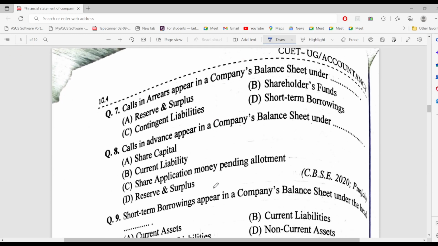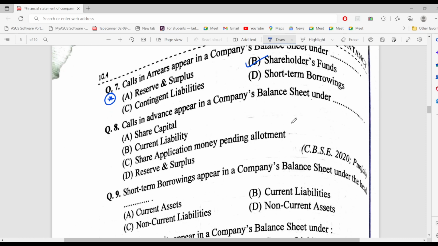7th. Calls in arrears appear in a company's balance sheet under reserve and surplus, shareholders' funds, contingent liabilities, or short-term borrowings. It's again a very nice question. It can be asked in the examinations. So the correct answer would be shareholders' funds.